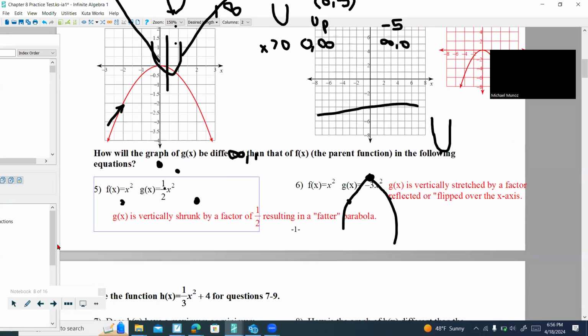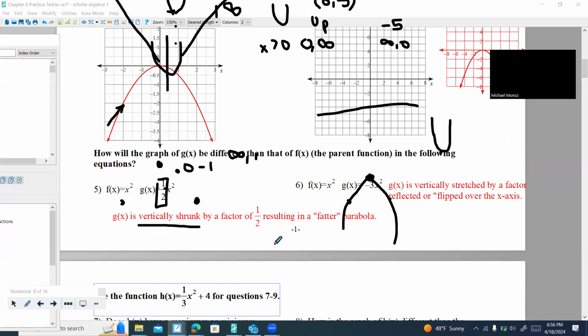On this next one, we have to describe what's happening. Well, since this is a negative 1/2, if it's between 0 and 1, that's a vertical shrink. This says vertical shrunk, but it's a vertical shrink by a factor of a half. So that's more of a bowl shape.